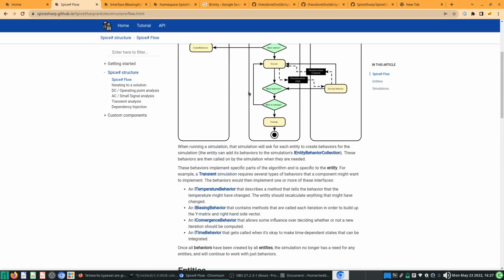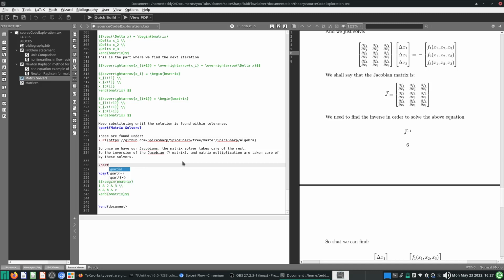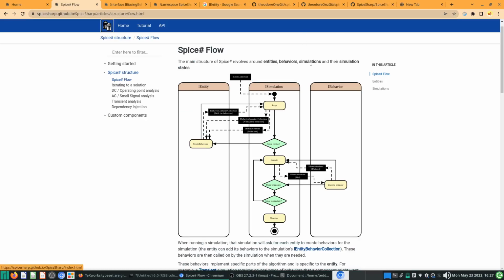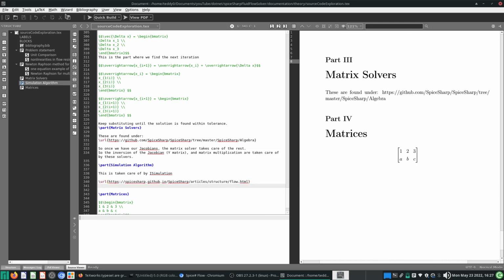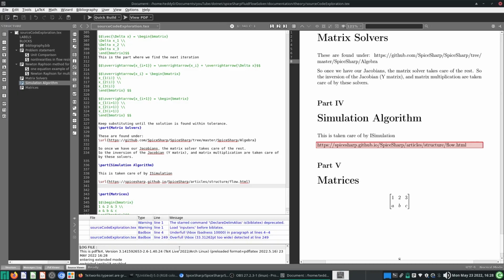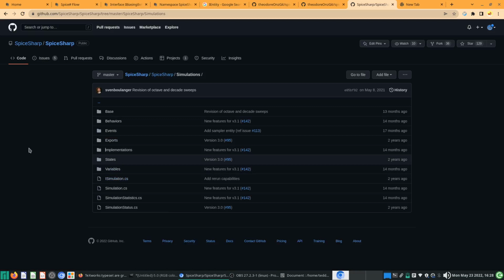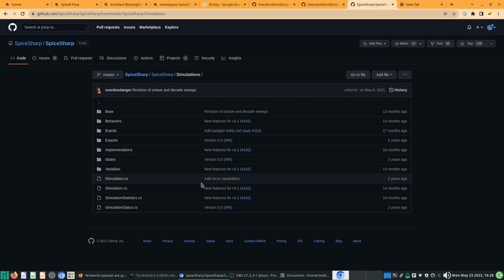And the simulation interface is actually taken care of by ISimulation. This part is the simulation algorithm, and it is taken care of by ISimulation, which we can see from here. I'm going to look for ISimulation over here. This is the simulation part, where the SpiceSharp simulations are. I'll put the URL. So this is what takes care of the time steps and everything.